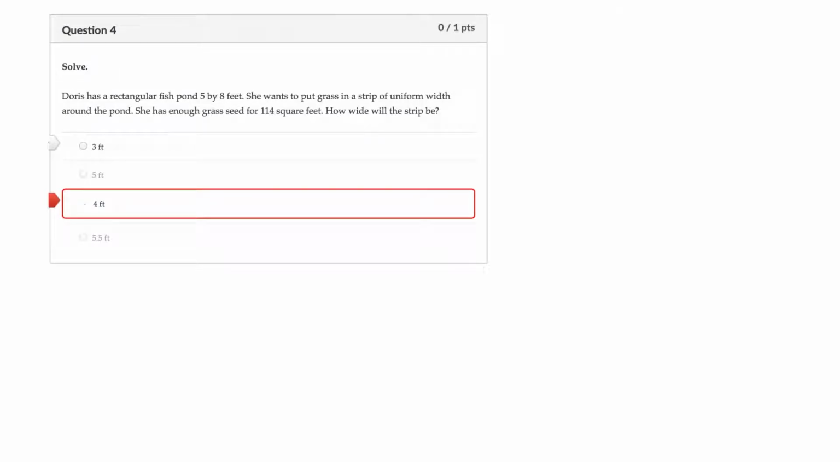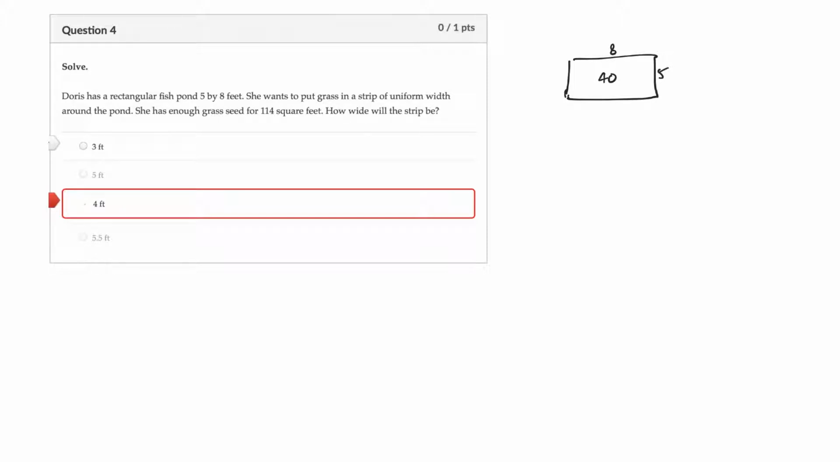Here's a nice worded problem that we'll have to use quadratic equations to solve. Doris has a rectangular fish pond. Here's the pond, and it's 5 feet by 8 feet. That means the area inside there is 8 times 5, or 40. And she wants to put grass around the pool.